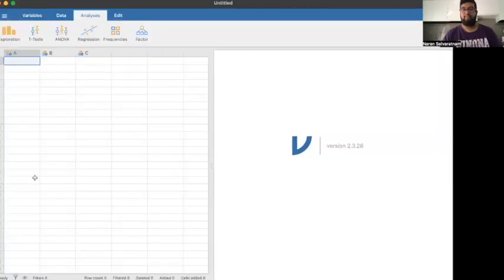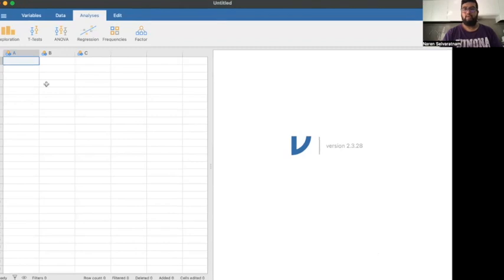Because I always think compared to SPSS, Jamovi is much easier to use. So that is exactly what we will be doing today. Let me share my screen here. I already have Jamovi opened up. Now I'm going to open up my data set. I have a data set that I have used previously.